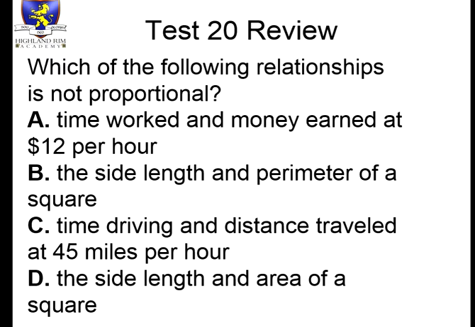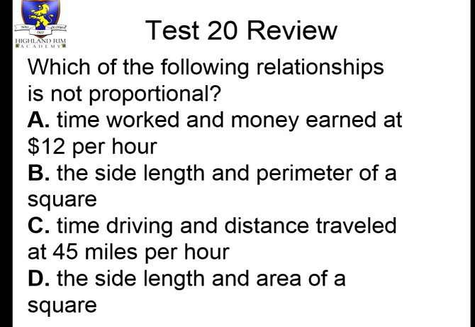The side and the length of the perimeter of a square. Well, as sides increase, length increases, and it's a direct relationship. The length of the perimeter is just the sum of the sides. So if you double the sides, you double the perimeter. So that's going to be a proportional relationship. Time driving and distance traveled at 45 miles per hour. So if you drive 1 hour, you go 45 miles. You drive 2 hours, you go 90 miles. If you drive 0 hours, you go no distance. So again, we're going through the origin.